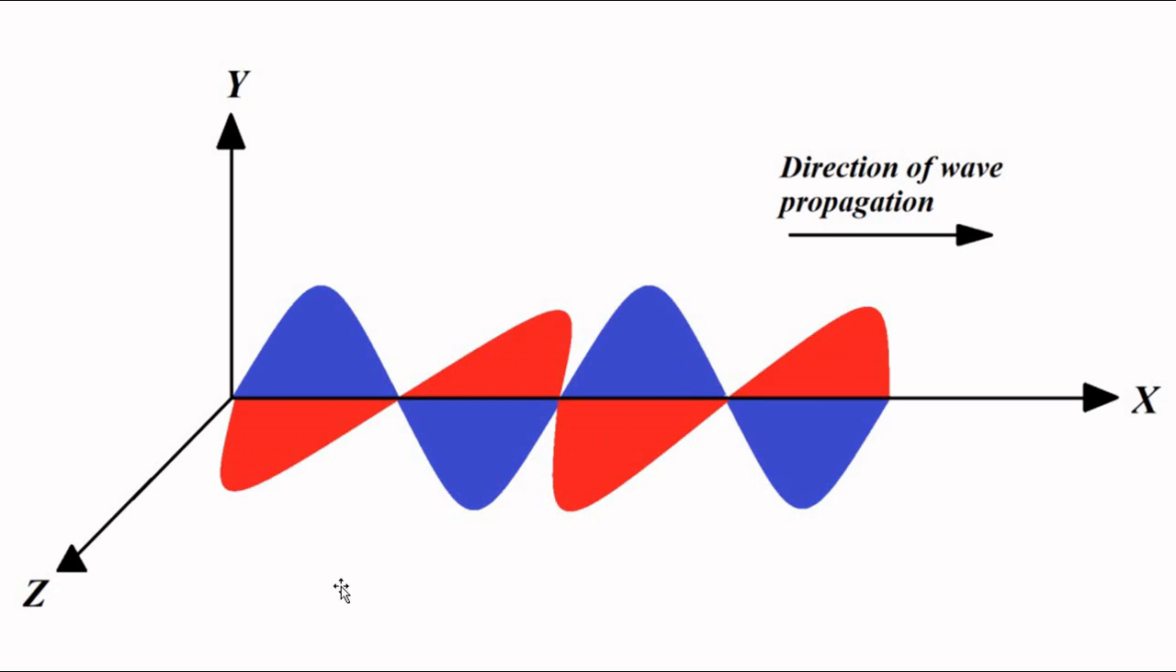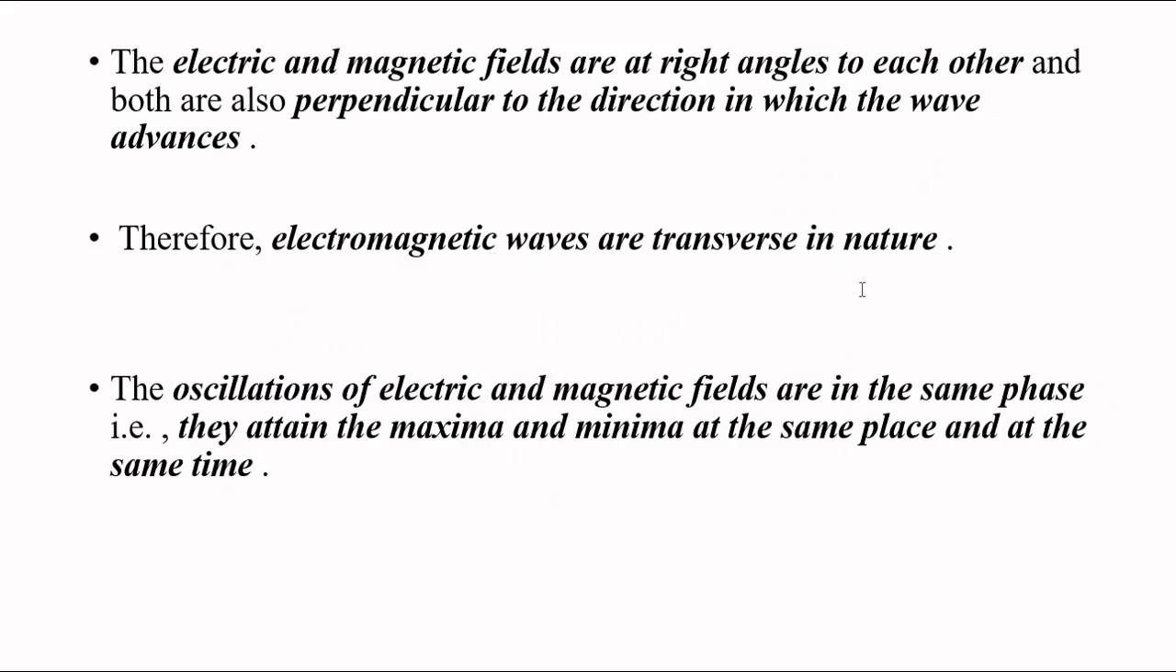So xy plane and xz plane are mutually perpendicular to each other, and also perpendicular to the direction of propagation of the electromagnetic wave. So for this specific reason, the electromagnetic waves are transverse in nature, because both the components of the electromagnetic wave, the electric and magnetic field, oscillate in mutually perpendicular planes, and they are perpendicular to the direction of propagation of the wave.